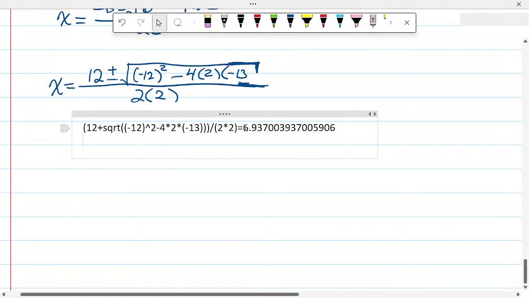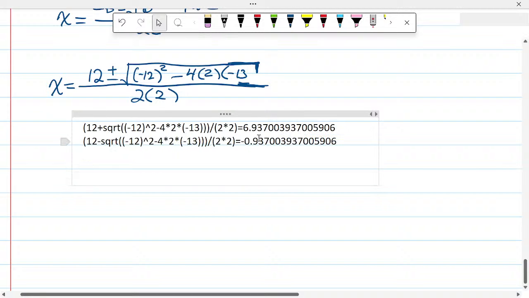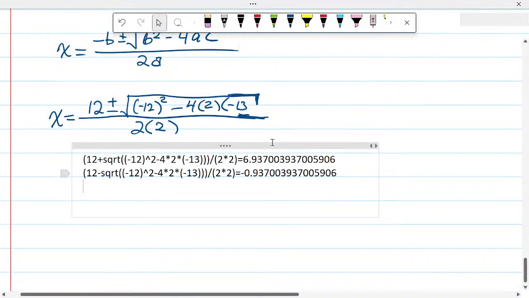The only difference in the other one is you subtract instead of add. That's right, and you can do that in your yellow calculator. You can scroll back up, and change that add sign to a subtraction sign, and it will give me the other answer. And the other answer is negative 0.93700, blah, blah, blah.